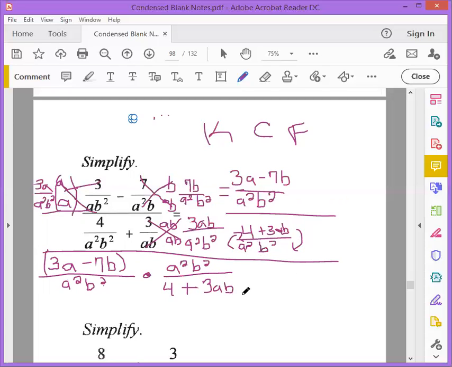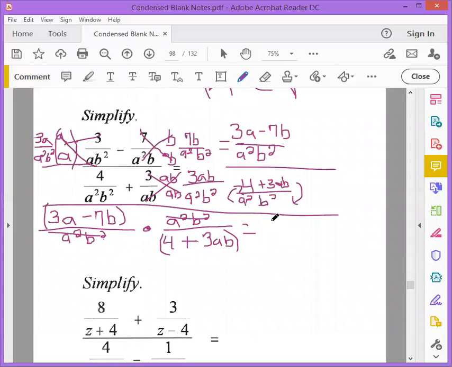Now let's see where we can cross cancel. These a squared b squared, we can cancel. Those are diagonal to each other. And the remaining terms, 3a minus 7b in our numerator. And I'm going to place that factor in parentheses, divided by 4 plus 3ab. This is our answer.